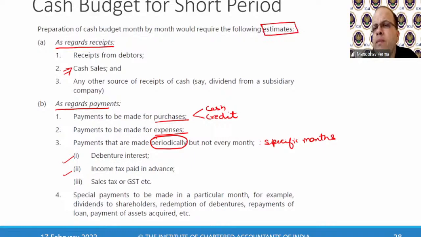Now, if I have to prepare a cash budget, any kind of budget, guys, forget the cash budget for a moment. Can you tell me what could be the starting point of any budgeting exercise? What do you need to know first to actually prepare other budgets? What do you need to know first before even going for any other budget, guys? Anyone over here?